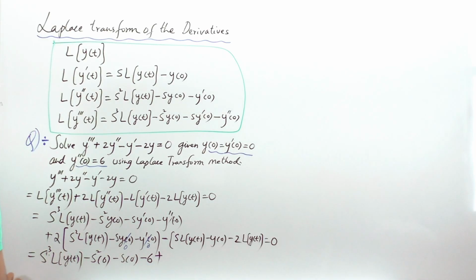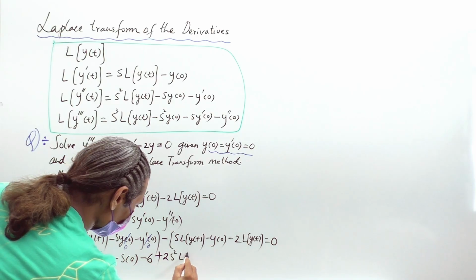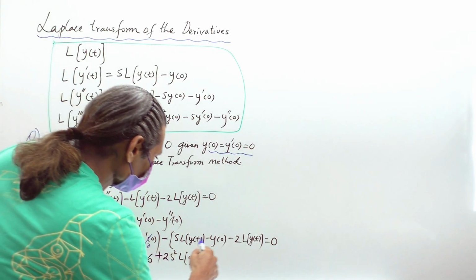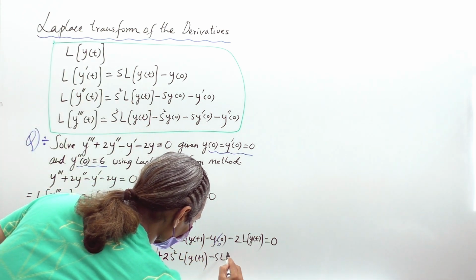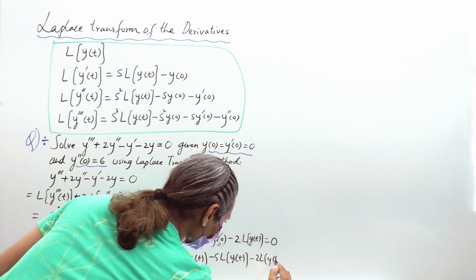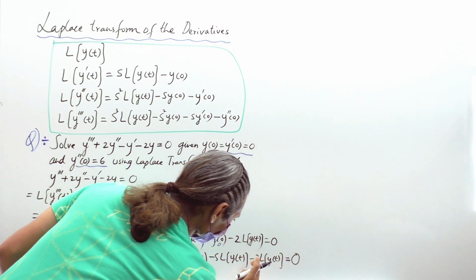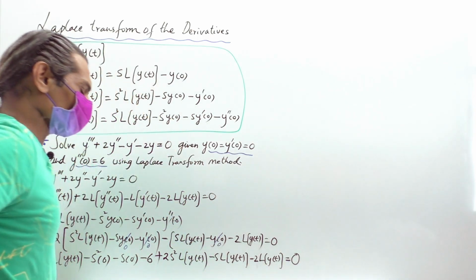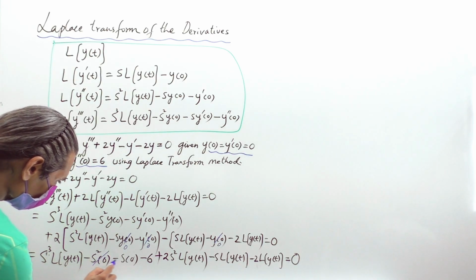So now open a bracket. So I can simply cancel here. Both are 0, so leave it. So it will only be plus 2s² L{y(t)}. Again, see here, this y(0) is also 0. So minus s L{y(t)} minus 2 L{y(t)} equals 0. Beautiful. Done. Now the next step, see s squared is 0, this will be 0 only.